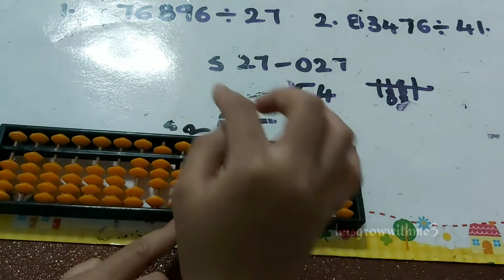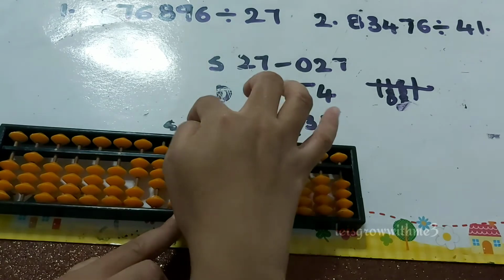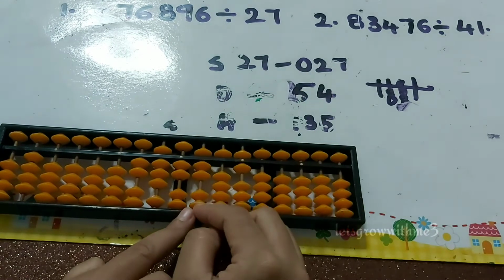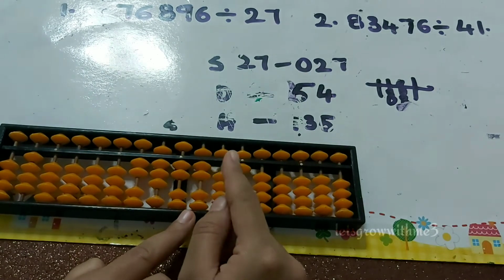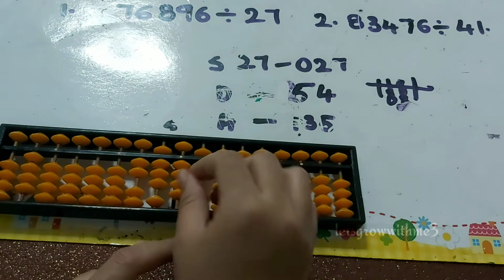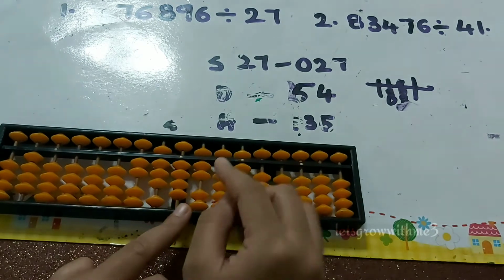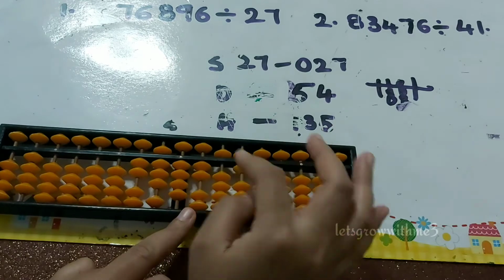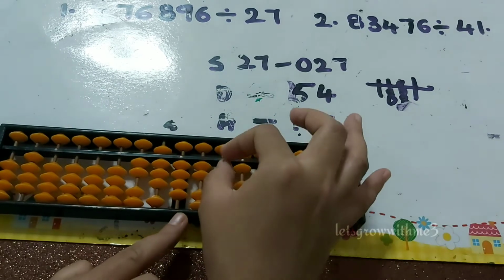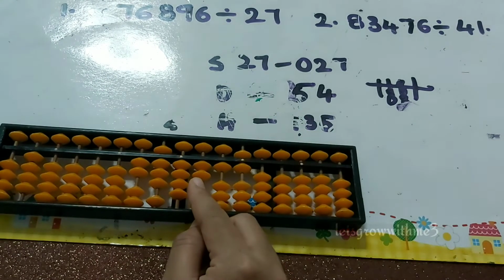Here actually 2 is already there, so I need to put 2 beads over here. Again I can divide this 75 by 2 times. So I am keeping one more 2 beads over here. Then I need to remove 5 here, 4 here. Now I got my remainder as 21.